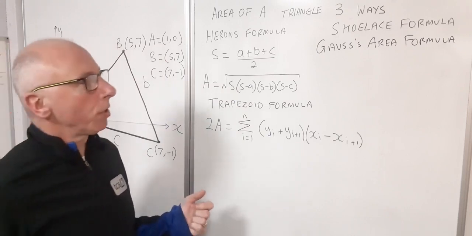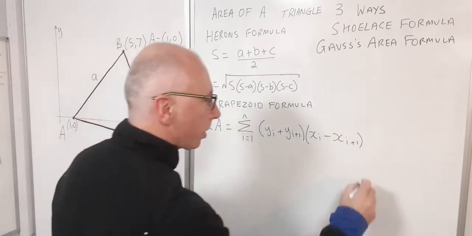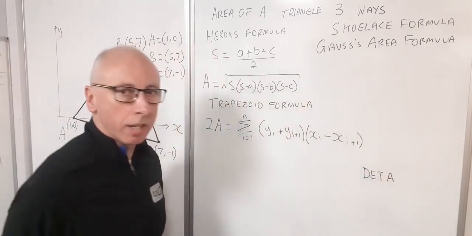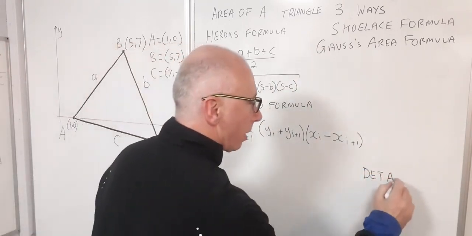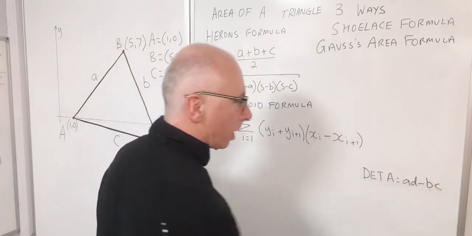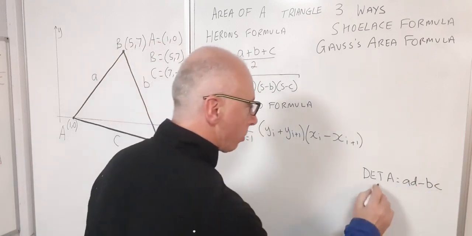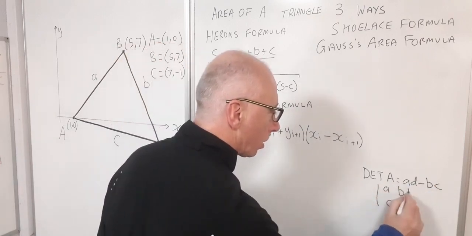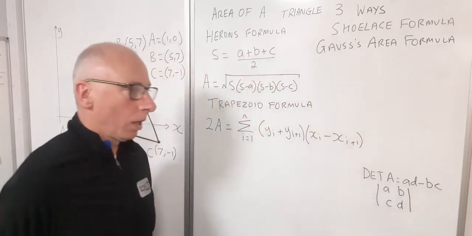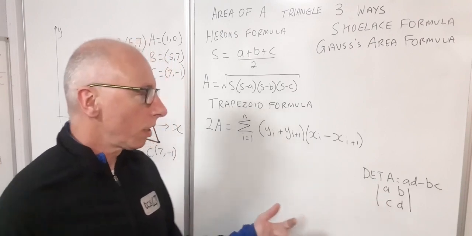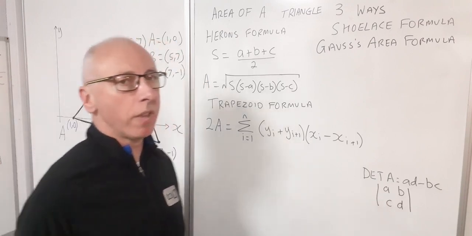So just a quick run through on the determinant. So our determinant of a matrix, that is AD minus BC, where we set up our matrix like this, A, B, C, D. Okay, so AD minus B times C. So you see some sort of crisscross pattern going on there.